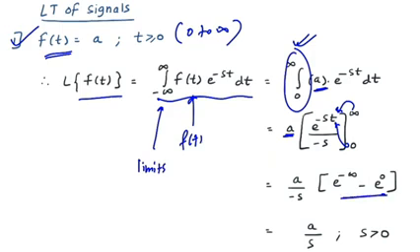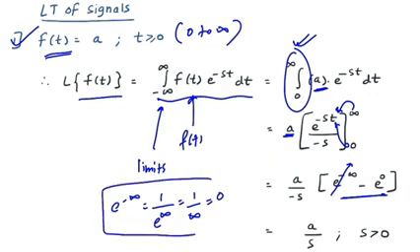If you do that, there is some calculation: e raised to minus infinity. Make sure e raised to minus infinity is nothing but 1 upon e raised to infinity, which is 1 upon infinity, which is 0. So this is the part: e raised to minus infinity is equal to 0. Substitute that, e raised to 0 is 1, and if you do the calculation it would be a upon s, where s is greater than 0.